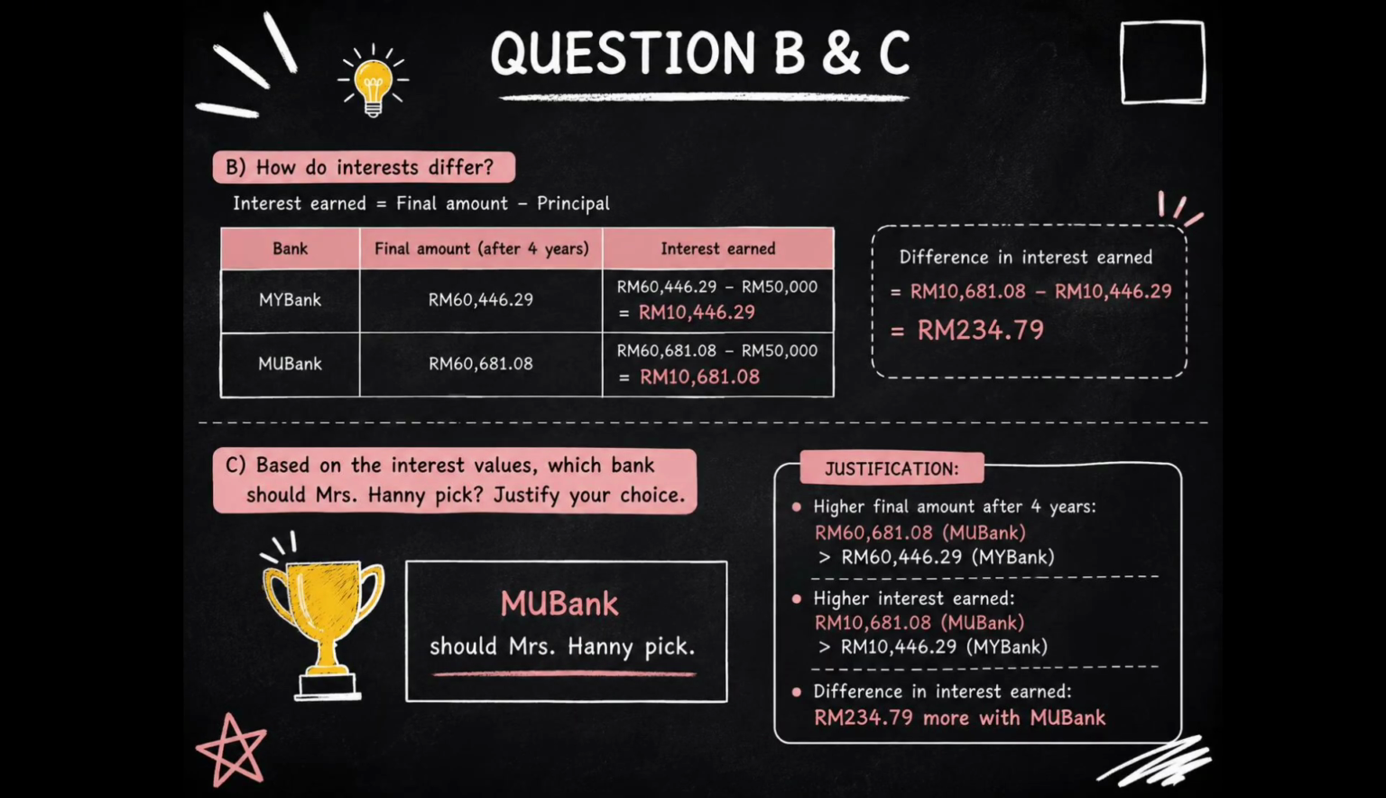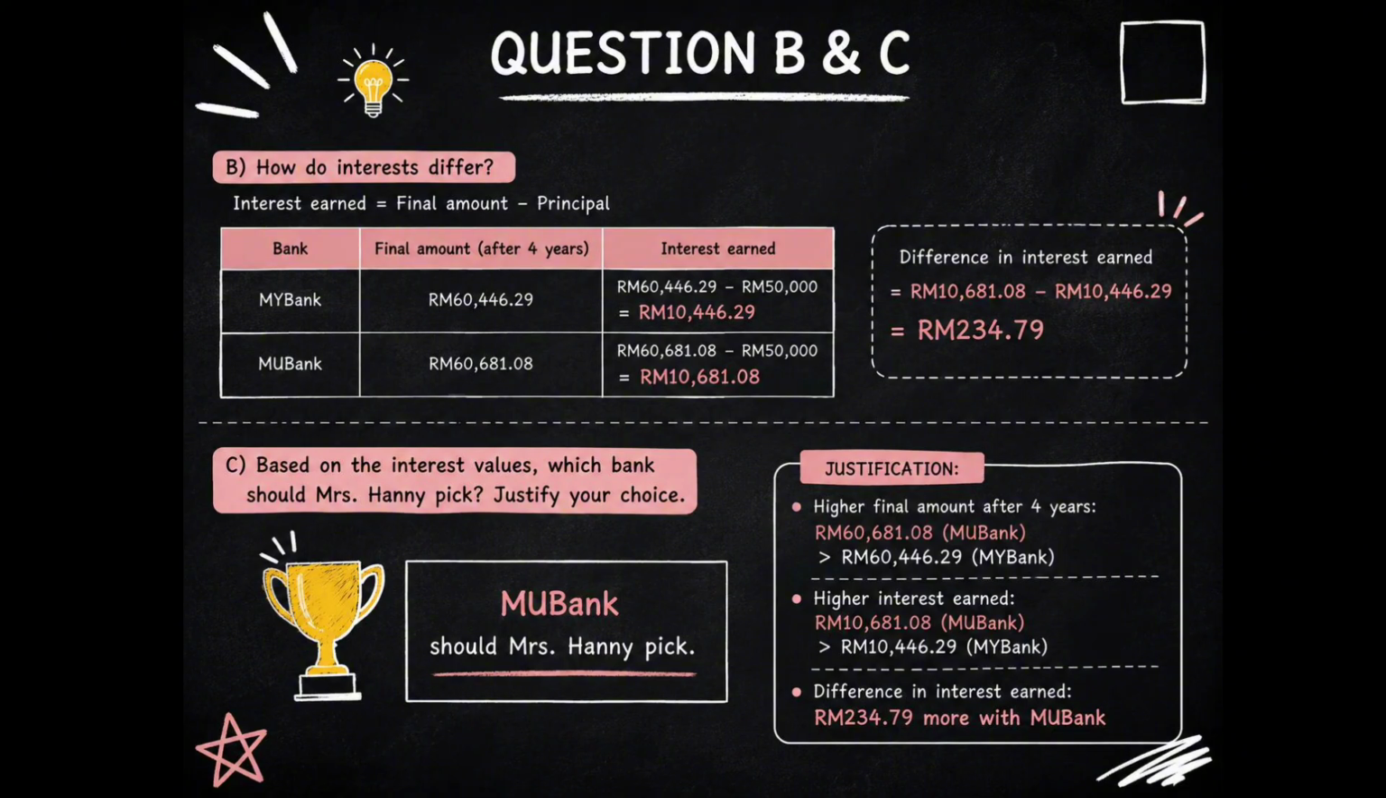Part B, difference in interest earned. The interest earned is calculated by subtracting the principal amount from the future value. My bank interest earned equals 60,446 ringgit and 29 cent minus 50,000 ringgit. Interest earned equals 10,446 ringgit and 29 cent. MU Bank interest earned equals 60,618 ringgit and 8 cent minus 50,000 ringgit. Interest earned equals 10,618 ringgit and 8 cent.